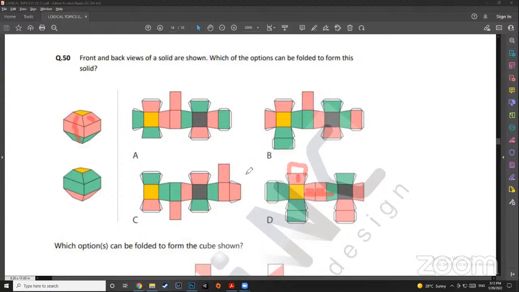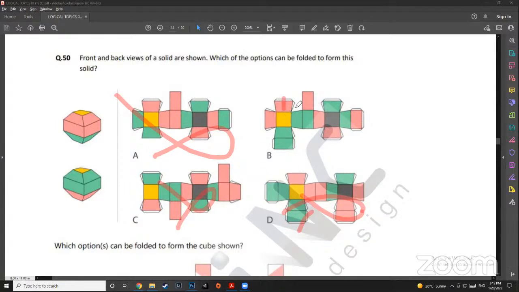Now I'll come back to this. When you try to close this shape, option D, these two will end up overlapping with each other, so it will be the wrong answer. But if you see option B, A is wrong, C is wrong, D is wrong.